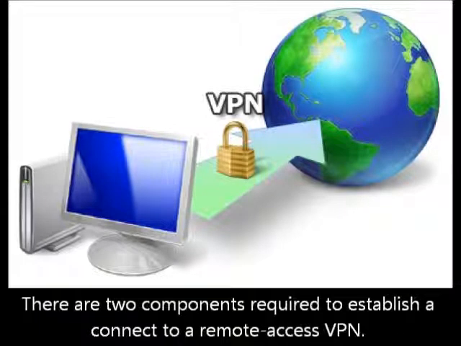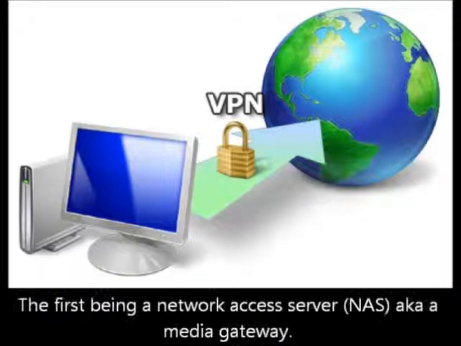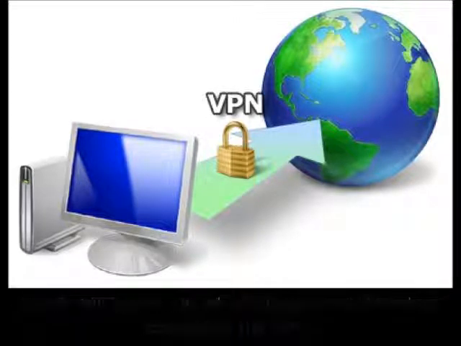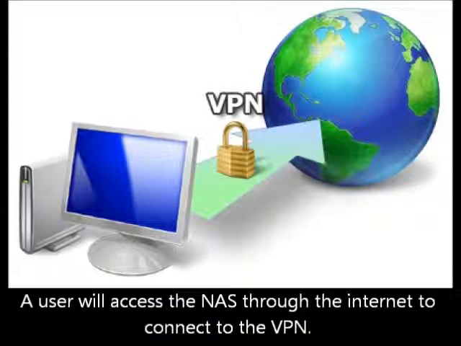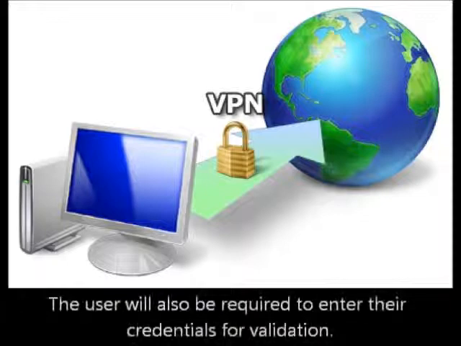There are two components required to establish a connection to a Remote Access VPN. The first being a Network Access Server, NAS, aka a media gateway. A user will access the NAS through the internet to connect to the VPN. The user will also be required to enter their credentials for validation.